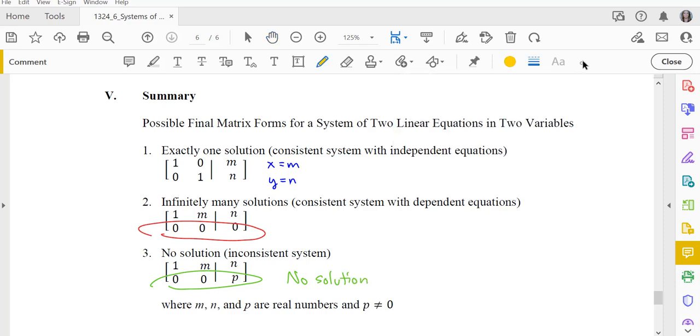So, recap, if you have this identity matrix 1, 0, 0, 1, you have one solution, and your solution is the ordered pair m, n. If you have all zeros, you're going to have infinitely many solutions, and we'll talk about how to write those solutions in a minute. And then if you have 0 equals a number other than 0, your answer is no solution.